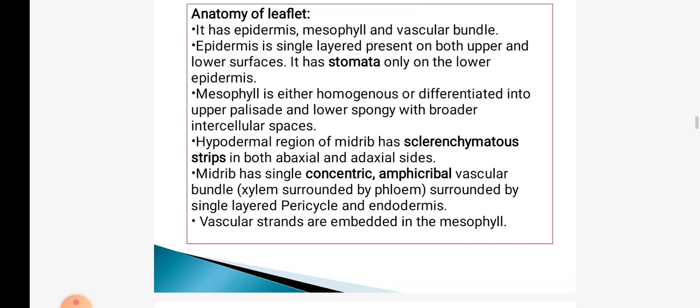Pericycle and endodermis are present in the vascular bundle. These are single layered structures. Vascular strands are embedded in the mesophyll region.